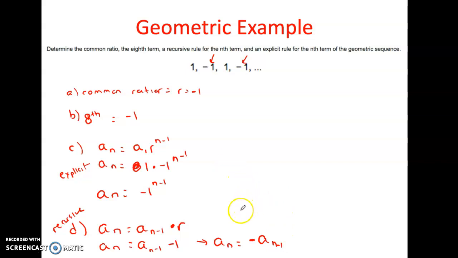And then what I would do is, again, if you put it in the explicit right here, we want the 8th term. So for this one right here, you're doing the formula -1 to the n minus 1. And the 8th term is really -1 to the 7th power, which gives you -1. So that proves that answer.